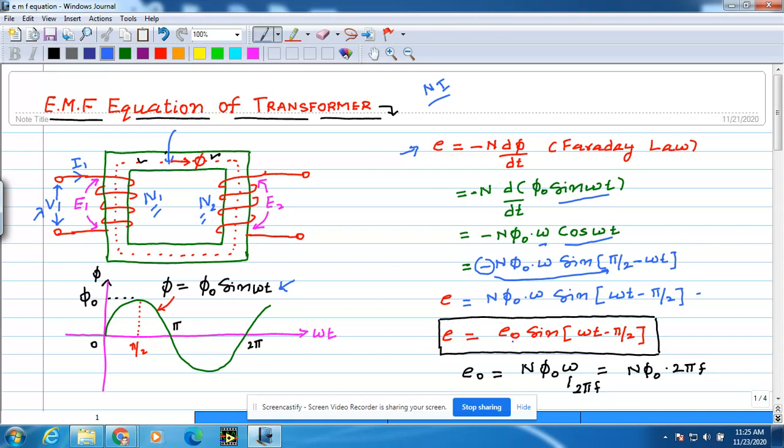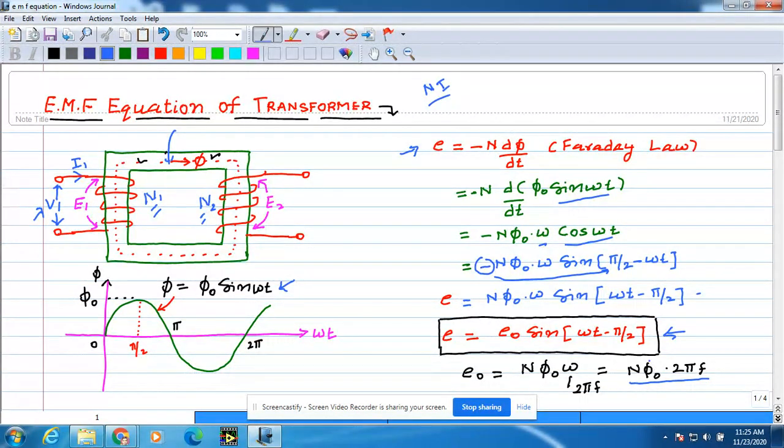Then E naught can be represented by N phi naught into omega, and omega can be replaced by 2 pi f. Clear? So what is the value of the peak voltage? It should be equal to N phi naught into 2 pi into f. This is the EMF equation of a transformer, on the primary or the secondary side.